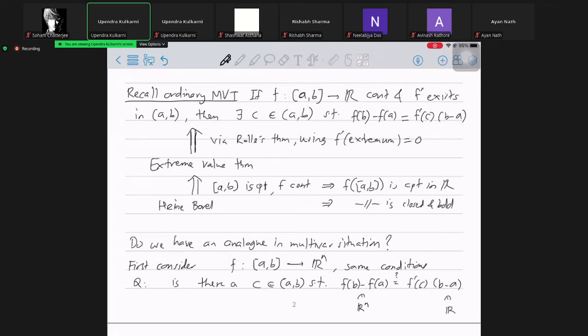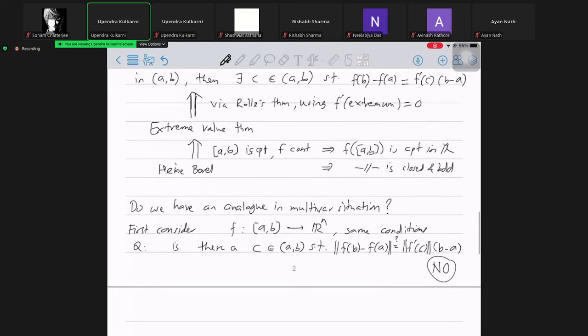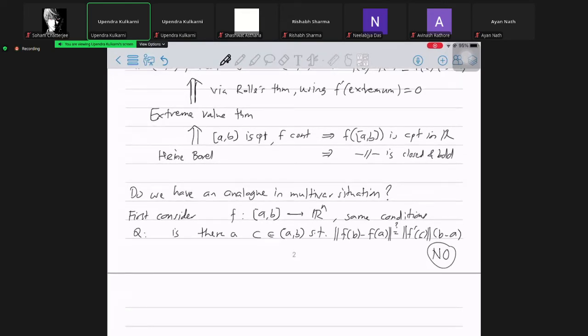So perhaps what we should say is that we just have this at the level of norms. But I'm sorry to have to tell you that even this is too much. The answer is no. And there is no mystery. So example.